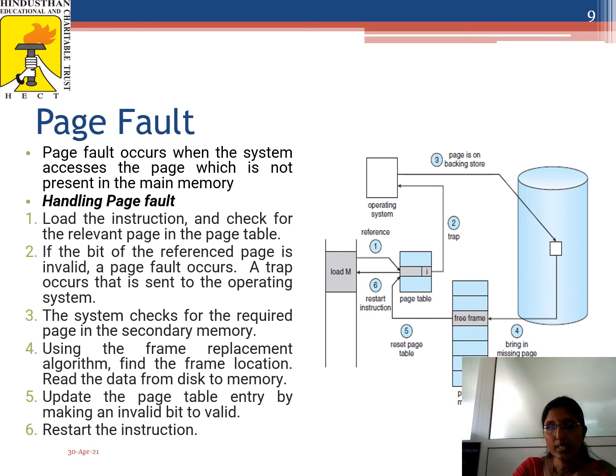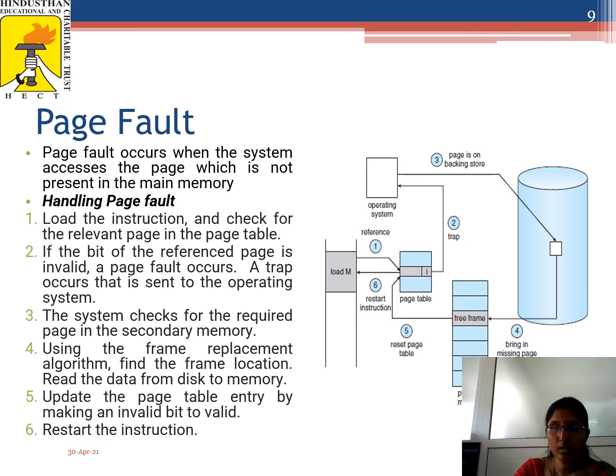Then, the OS checks whether the required page is in secondary memory. Here, the memory frame location is identified using a frame replacement algorithm. Later, the page table is updated with the particular frame number and the invalid bit is changed to a valid bit once the particular page is loaded into main memory. Then it is informed to the processor. The processor restarts the instruction.